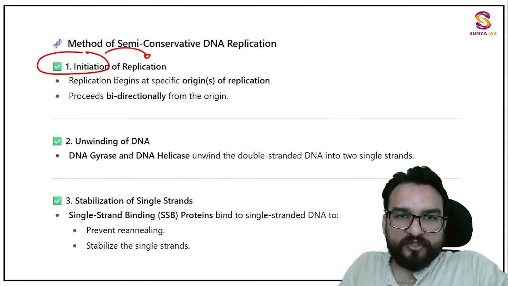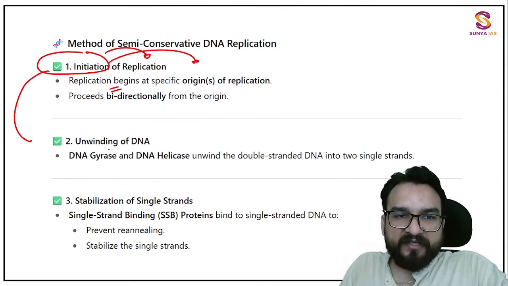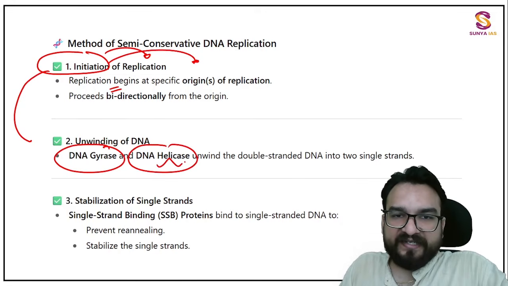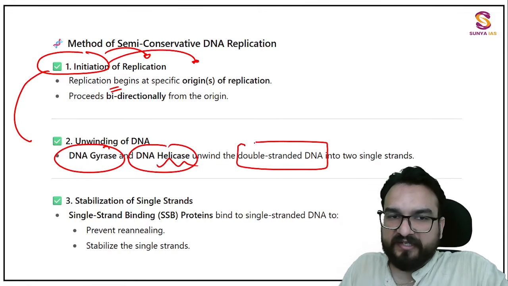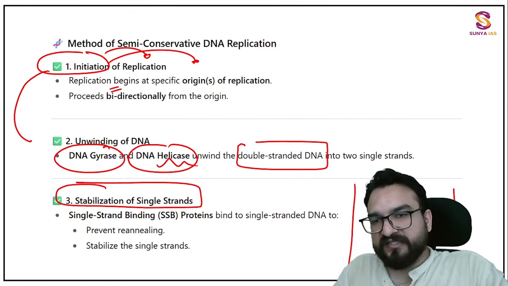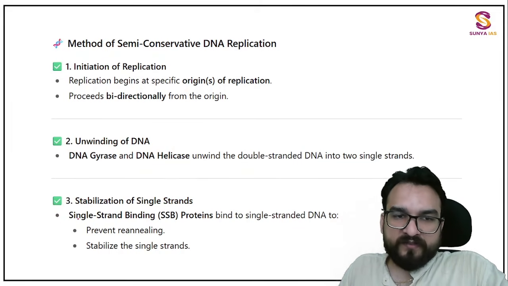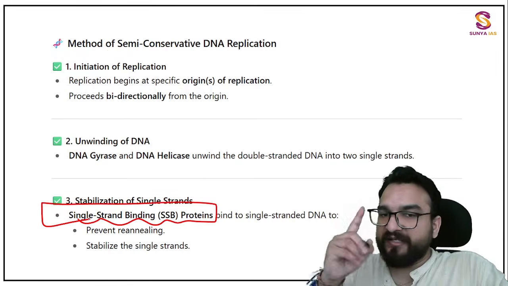What is going to happen is that they will be getting ready to get replicated over here. Unwinding will be done by DNA gyrase and DNA helicase, which unwind the double-stranded DNA. Then what will be happening? Stabilizing of the single strand. The single strand which has been formed over here will be stabilized by utilizing these SSBs, single strand binding proteins. This should be highlighted in your answers, guys.